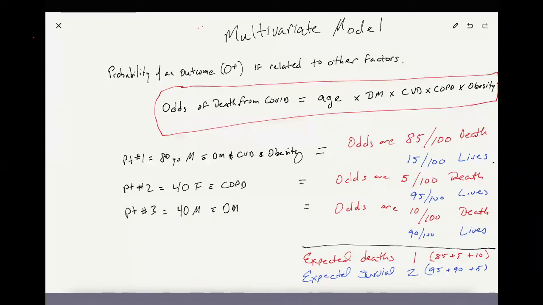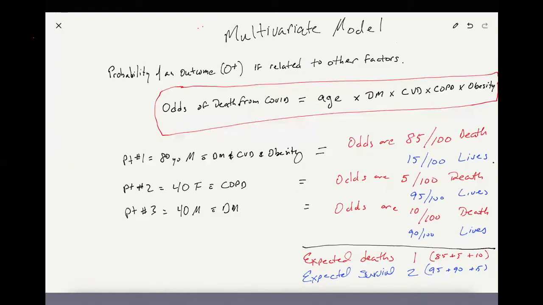So patient number one, an 80-year-old male with diabetes, cardiovascular disease, and obesity. And what we're going to say is the formula predicts that 85 times out of 100, that patient's going to die. But 15 times out of 100, they're going to live, right? Patient number two is a 40-year-old female with COPD. And the odds are 5 out of 100 she's going to die, and 95 out of 100 she's going to live. And for patient number three, we're going to have a 40-year-old male with diabetes, and the odds are 10 out of 100 that he's going to die, and 90 out of 100 that he lives.